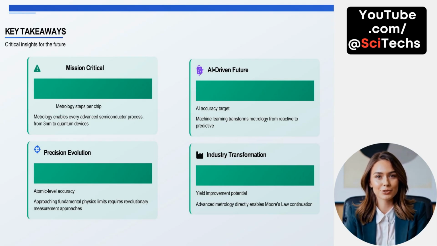Finally, industry transformation is enabled through advanced metrology. By improving yield and reducing variation, metrology fuels the continuation of Moore's law. It supports the transition to new architectures and ensures competitiveness across the semiconductor ecosystem.